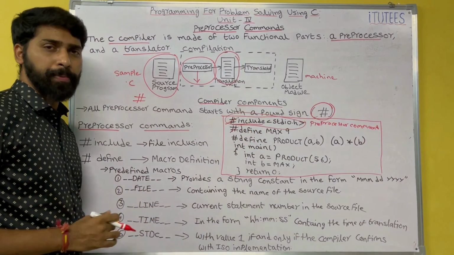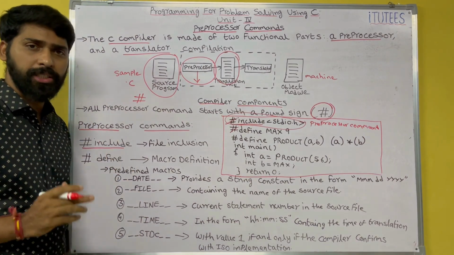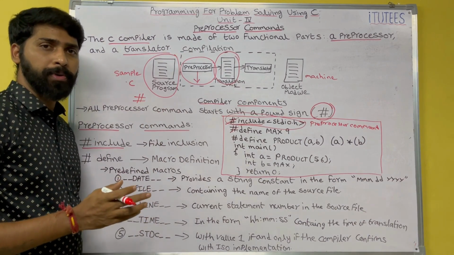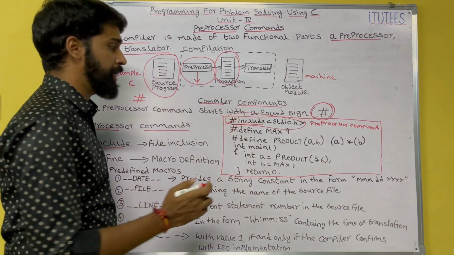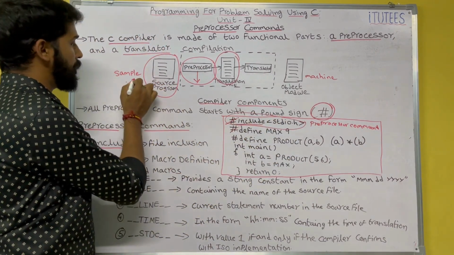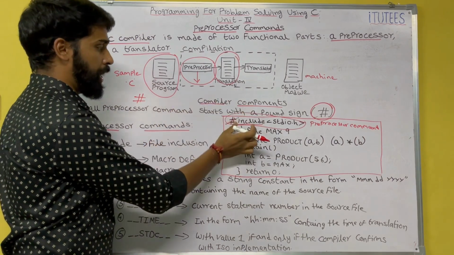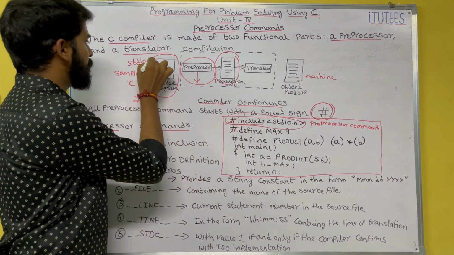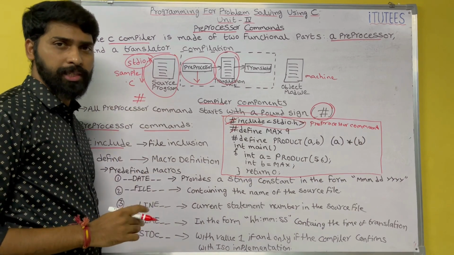Coming to the preprocessor commands, the first one is hash include. What is the purpose of hash include? The hash include preprocessor command is used for file inclusion. Here the file is stdio.h. For example, this is the source program sample.c. What happens in preprocessing? Hash include means stdio.h is another file, and it is included in sample.c.